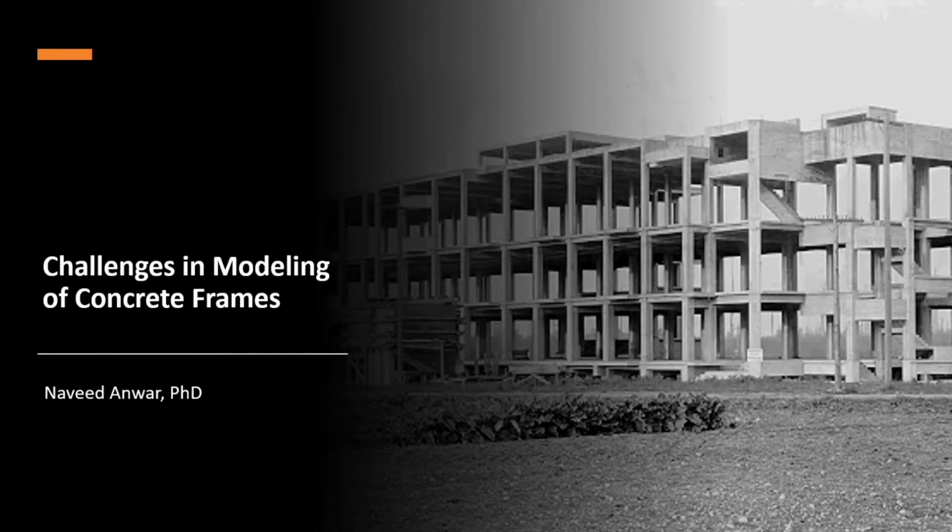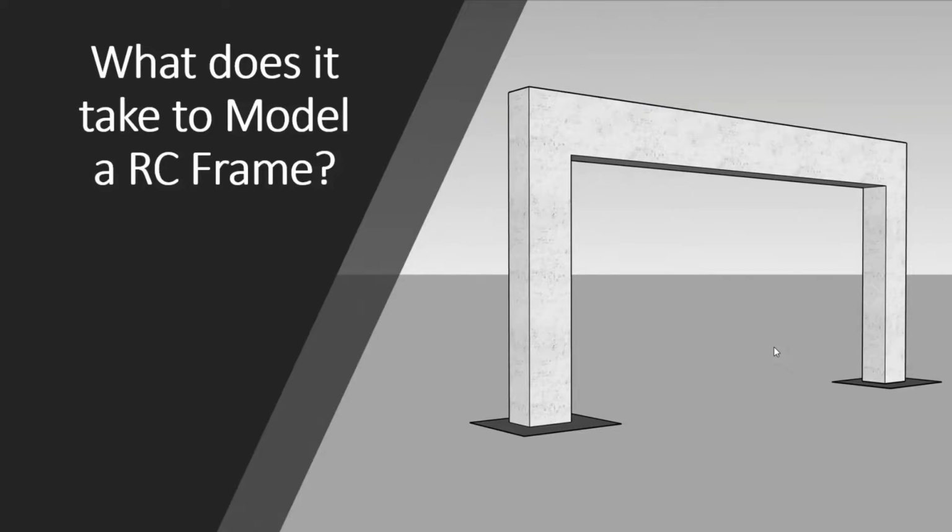So let's start the discussion on challenges in modeling of concrete frames through a simple example, as I mentioned in the introduction. And let's say this simple example is a frame with one beam and two columns. Now, what does it take to model this very simple frame completely? And how can we determine all of the response that might be needed?